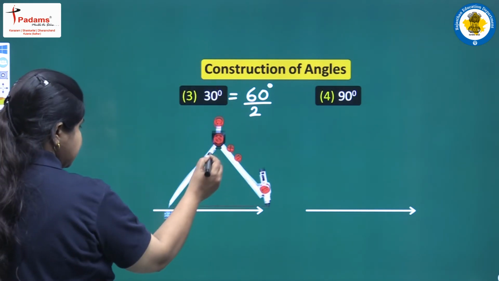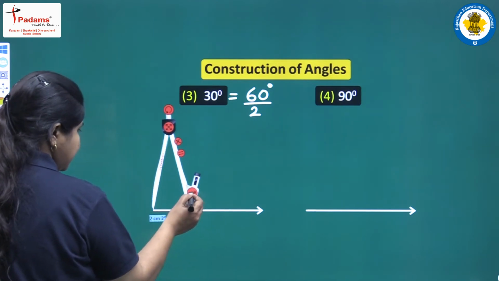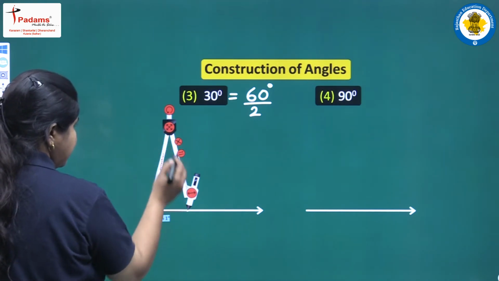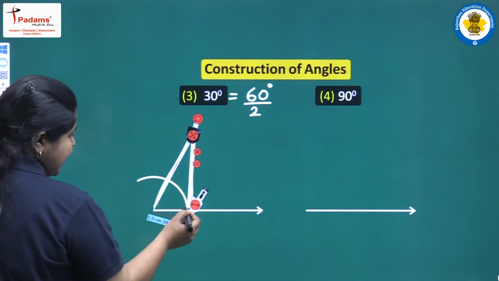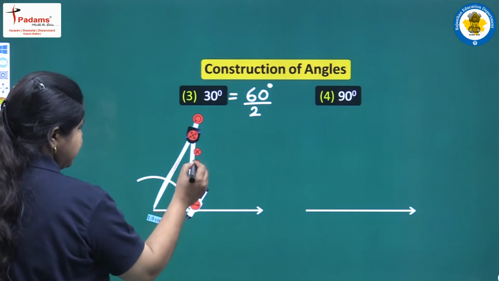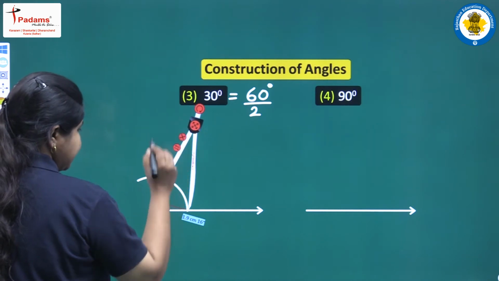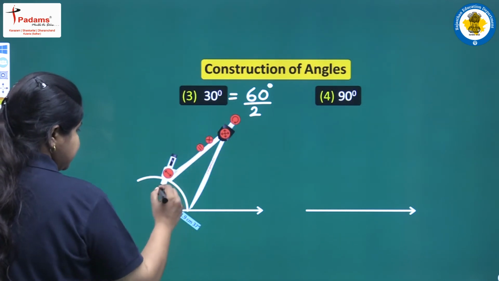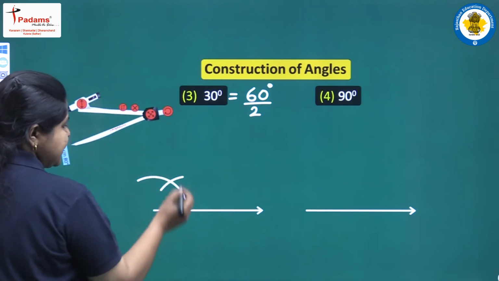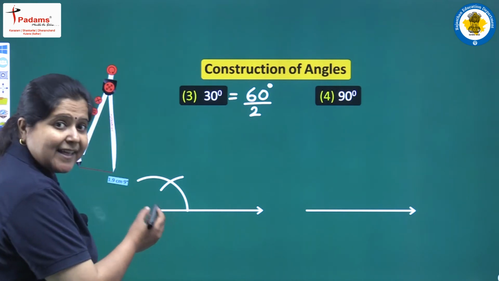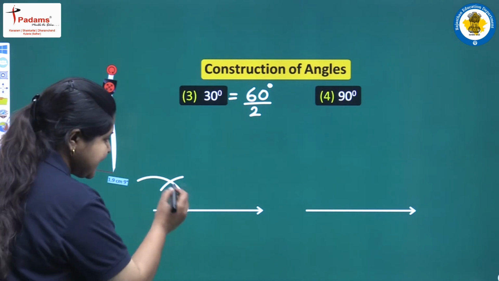We will keep the pointed end at this point, and with a suitable radius just draw an arc in this way. Again with pointed end at this point, let me interchange the two ends, keeping the pointed end at this point now, and with the same radius we will draw an arc. With this we get an angle of measure 60 degrees. Now this is an angle measuring 60 degrees. To get an angle of 30 degrees, we will have to bisect this angle.